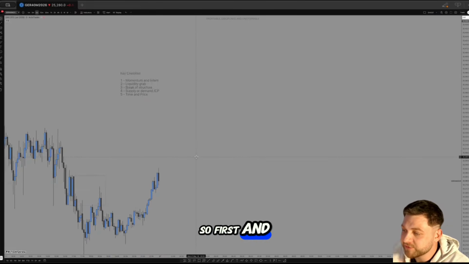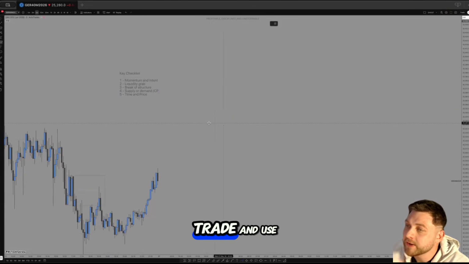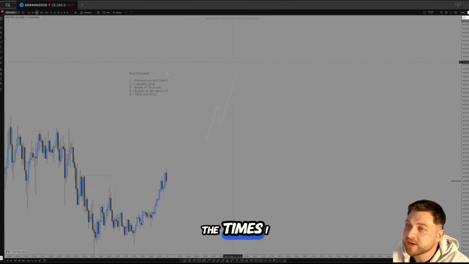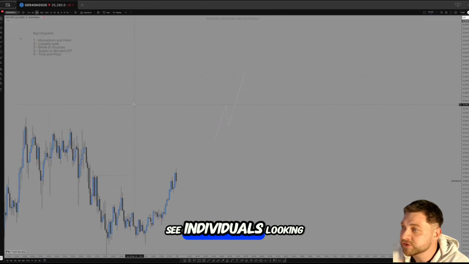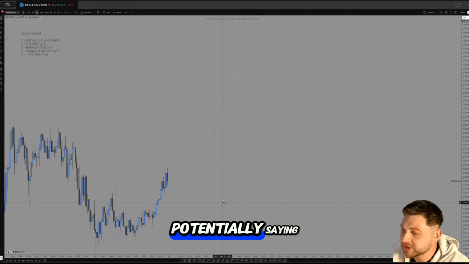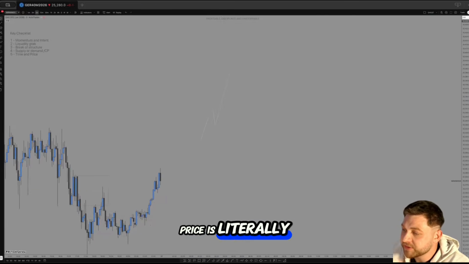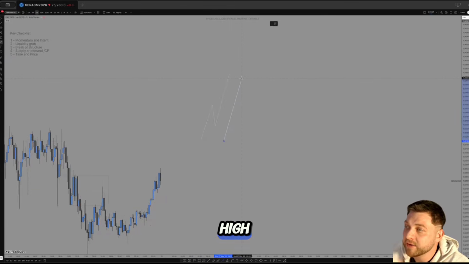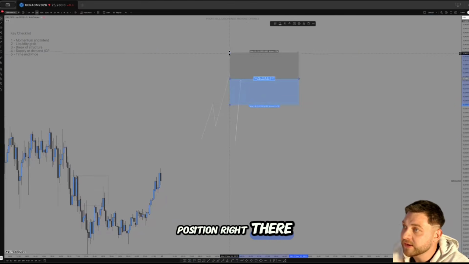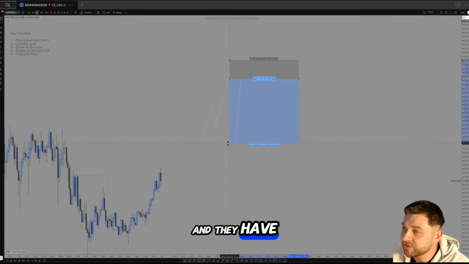So, first and foremost, momentum and intent. Why is it so important to trade and use momentum and intent, right? A lot of the time I see individuals looking at the chart like this and potentially saying, you know what, price is pushing way too high, it's time for price to come down. And then they potentially put a sell position right there. They have stops above the highs and they're targeting these lows.